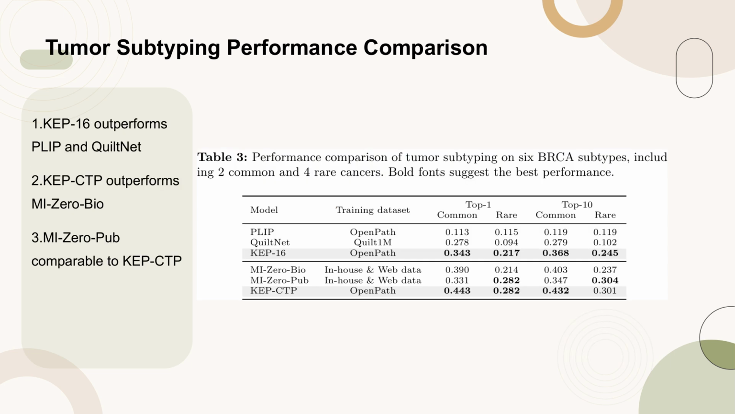Table 3 presents a performance comparison of tumor subtyping across 6 BRCA subtypes, distinguishing between common and rare cancers. The table highlights the best-performing models using bold fonts. Key findings include KP16's superior performance over PLIP and QuiltNet, KPCTP's dominance over MI-Zero Bio, and MI-Zero Pub's comparable performance to KPCTP. These results underscore the effectiveness of the KP models in tumor subtyping tasks, particularly in rare cancer identification.